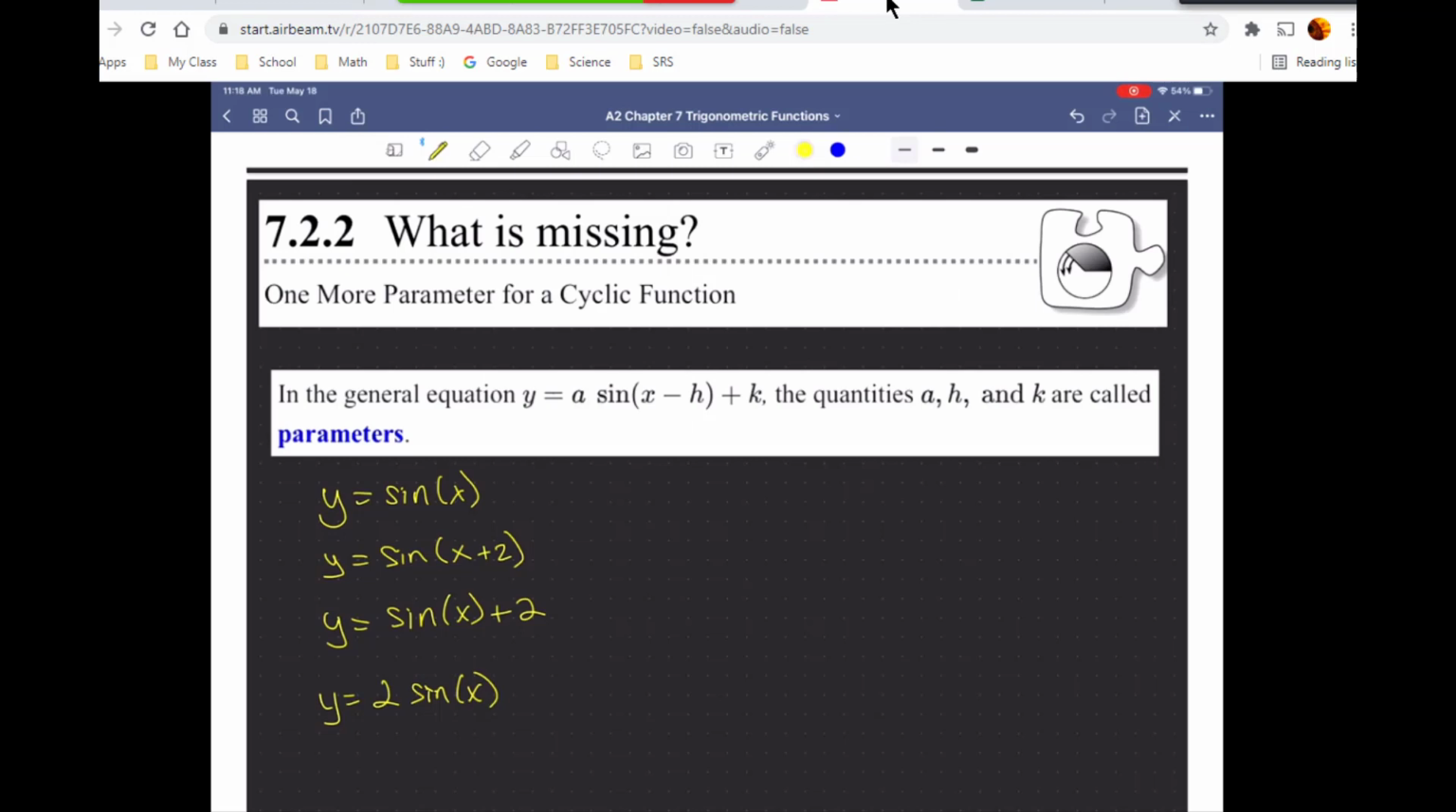Just like when it came to our quadratics, if we look at this equation, we had an a out front, the h along with our x in the parentheses, and the k on the outside. It works the same way for any function. It's going to work the same way with the sine or cosine function as it did with our parabolas or quadratics. So let's write a few of these.